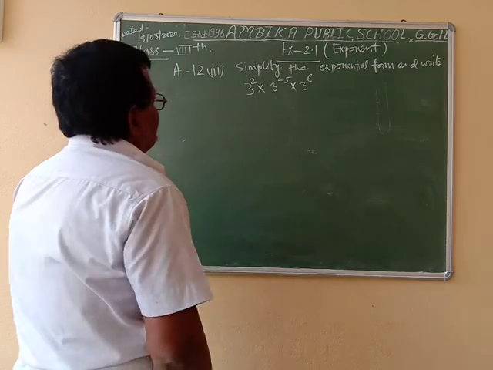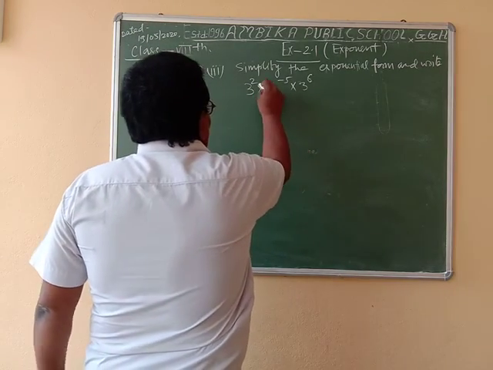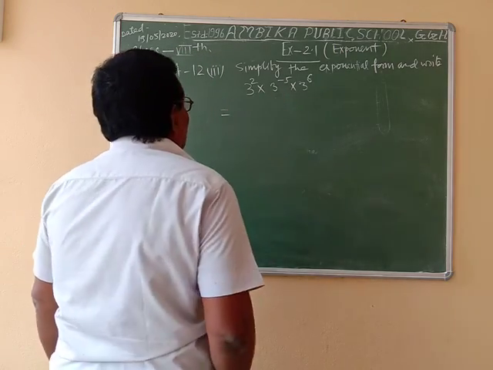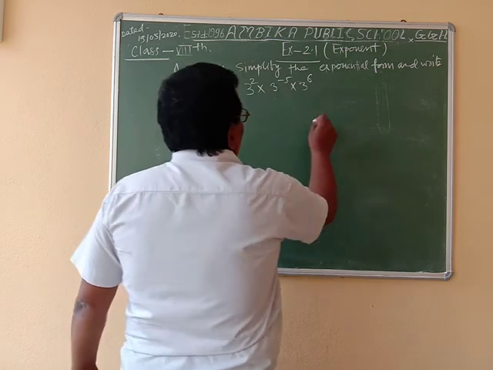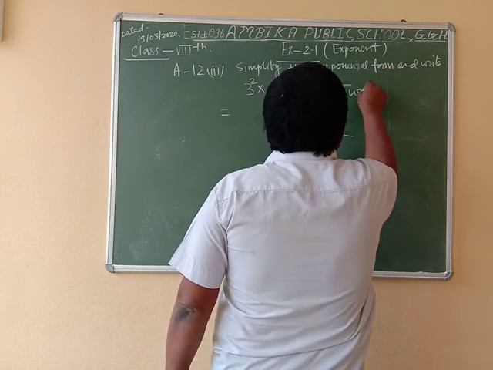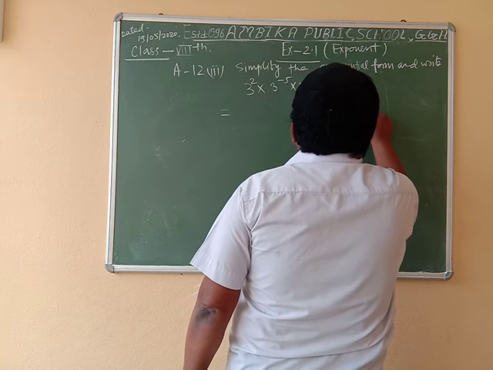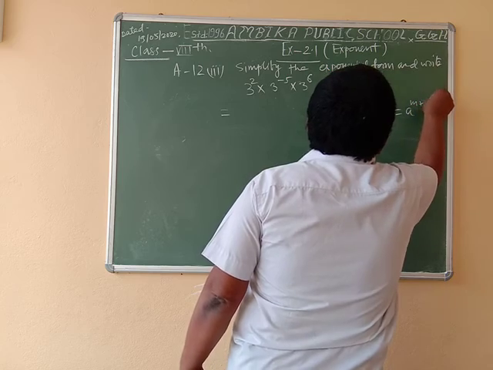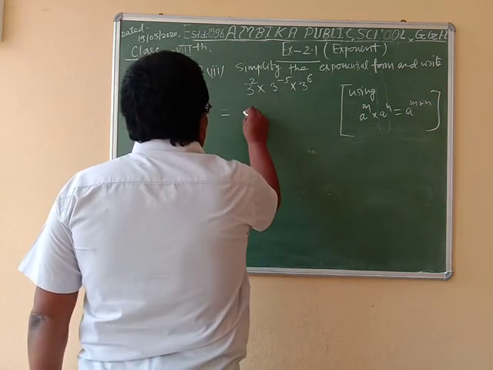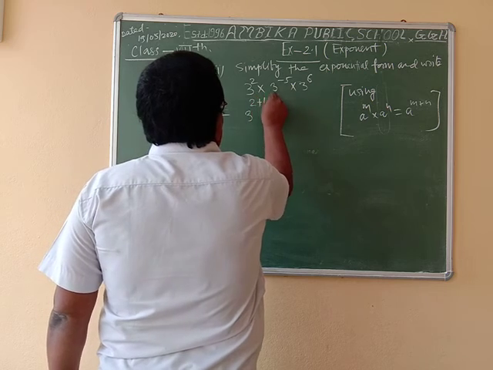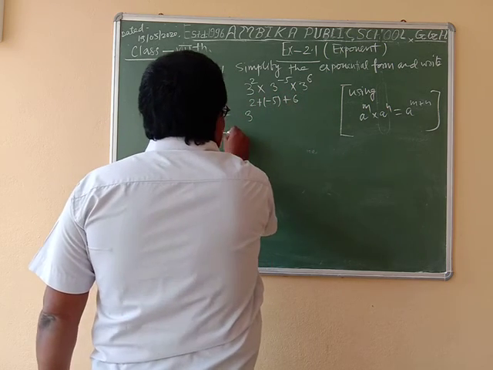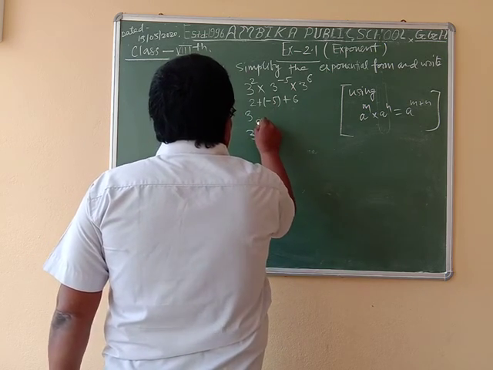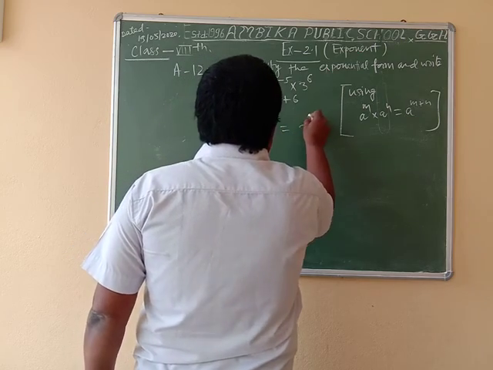Here we see that bases are equal. So we can write, using the formula, a to the power m into a to the power n is equal to a to the power m plus n. So using this formula we can write 3 to the power 2 plus minus 5 plus 6 is equal to 3 to the power 8 minus 5 is equal to 3 to the power 3.